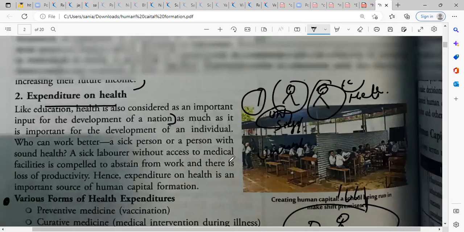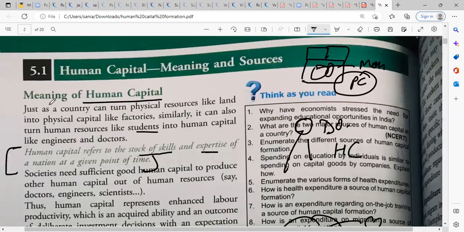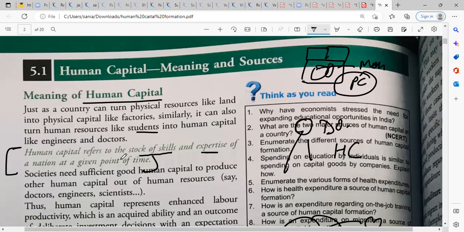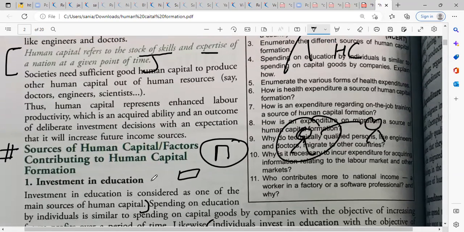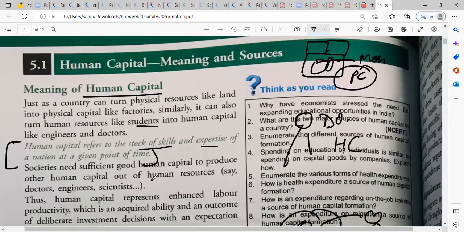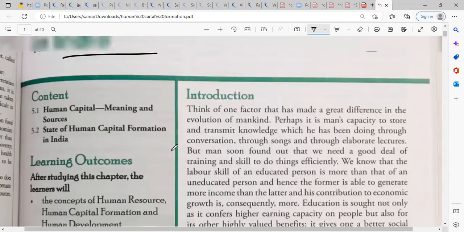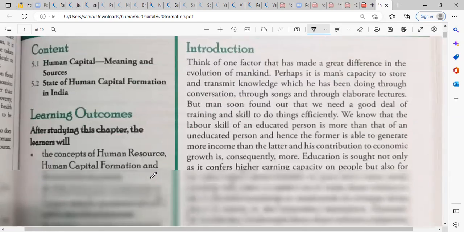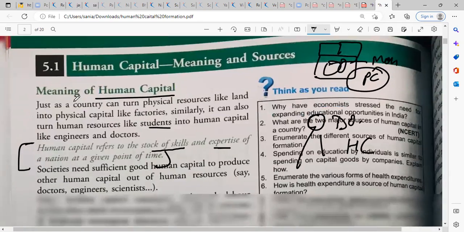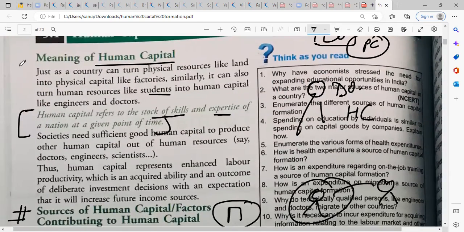So let's just start. First of all, you will write the meaning of human capital, and this is the meaning. And after that, hashtag sources, one by one. First write the chapter name, chapter: human capital formation in India. Okay, and after that, the meaning of human capital, and this one.